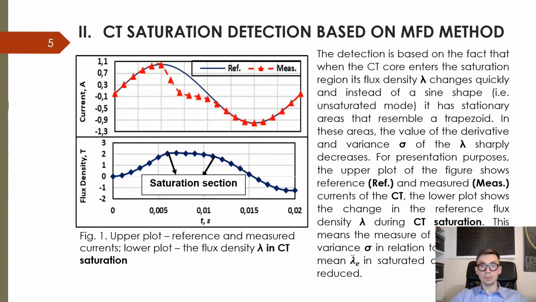For presentation purposes, the upper plot of the figure shows the reference value and measured values of the current transformer, and the lower figure shows the change in this reference flux density during current transformer saturation. This means that the measure of the flux density variance in relation to its mean value in saturated areas is greatly reduced.